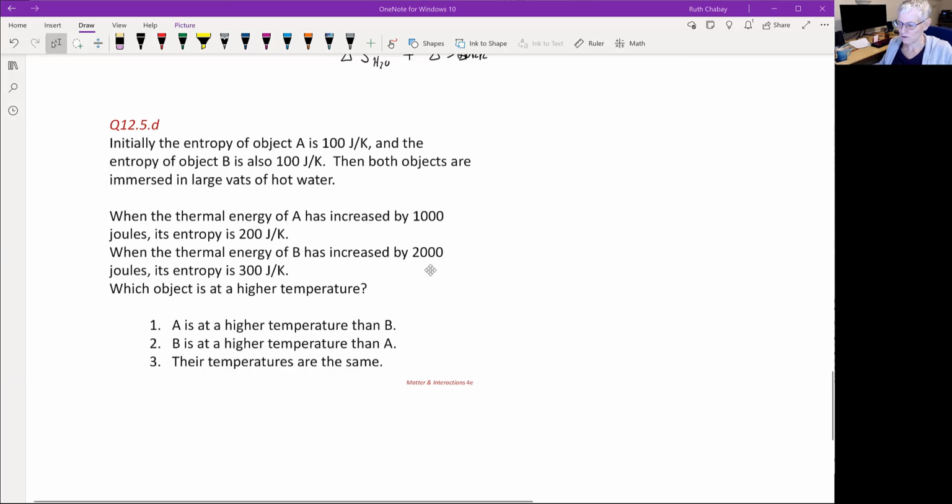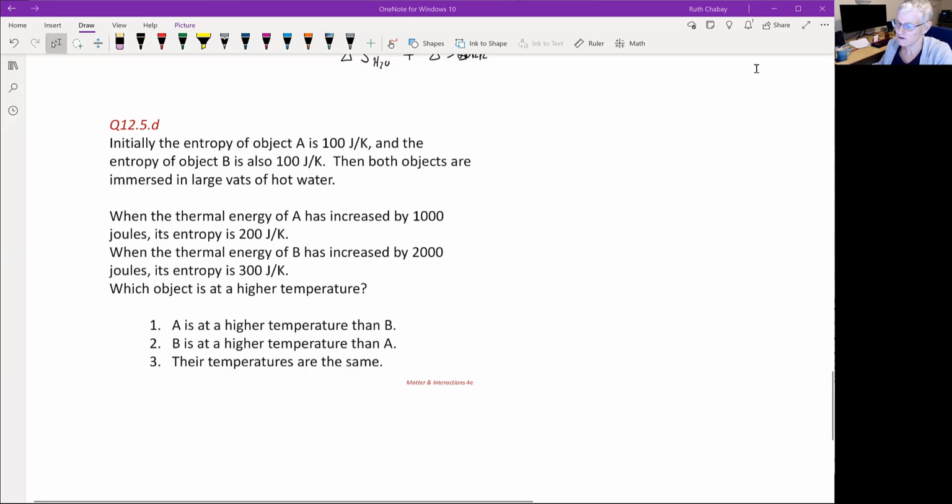Okay, so 47% think that B is at a higher temperature than A, but 29% think that the temperatures are the same, and 24% think that A is higher than B. So there's some confusion here.